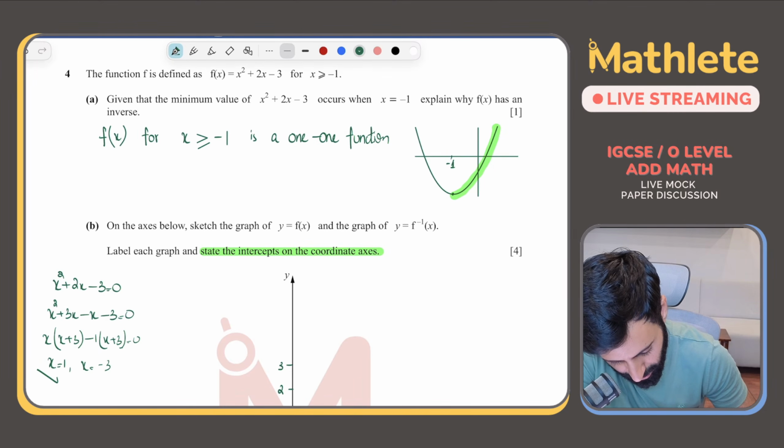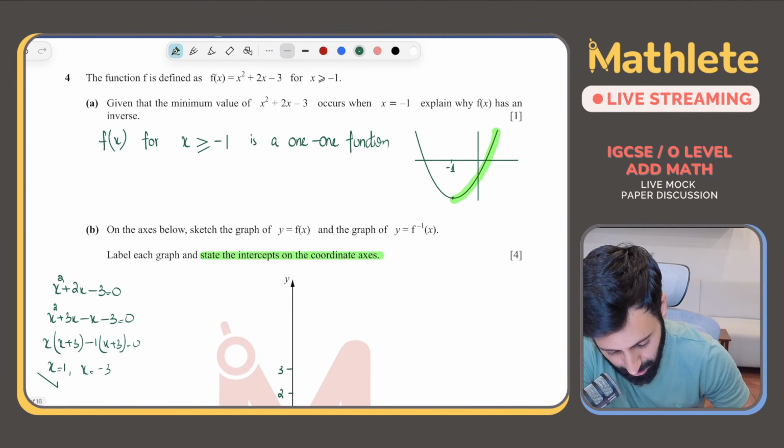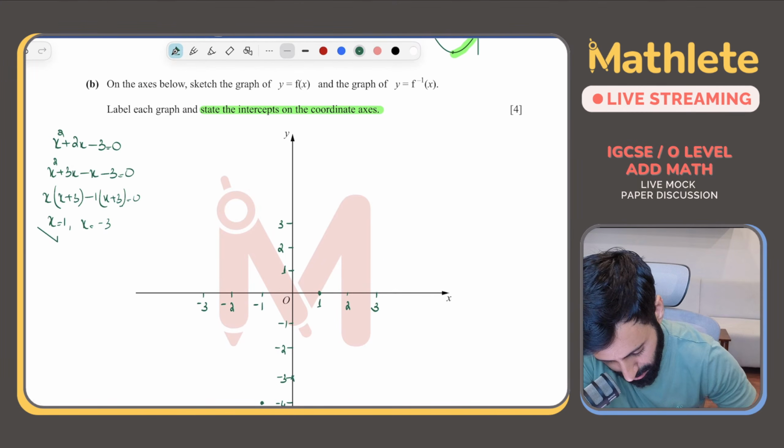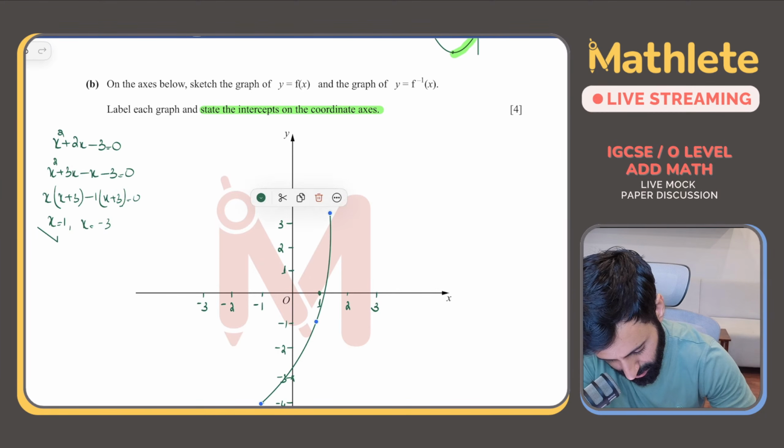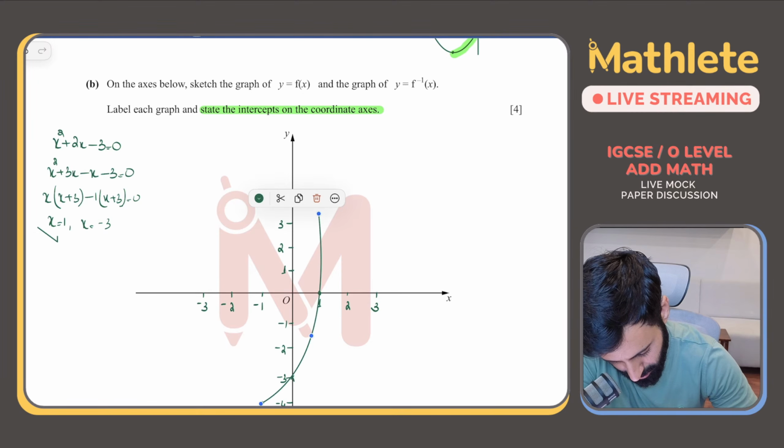Obviously the one that we're interested in is the one which is greater than or equal to minus 1. So that means this is the point where the curve cuts the x-axis. So that's it, this is our curve. Okay? There we go.